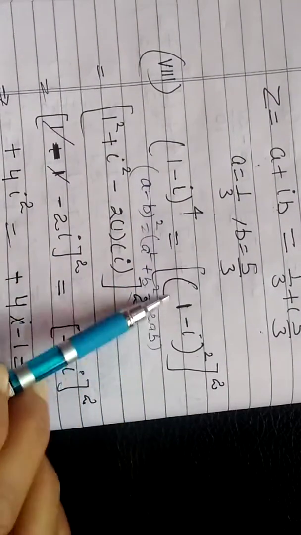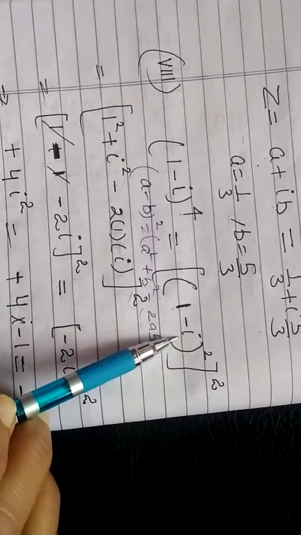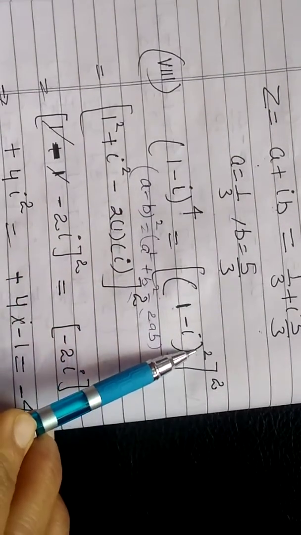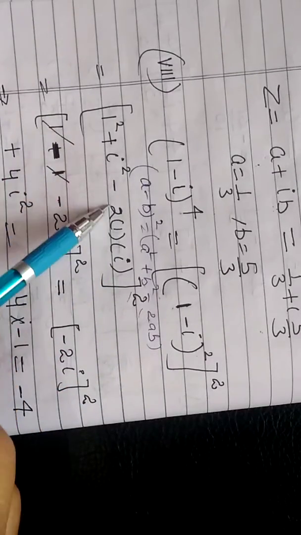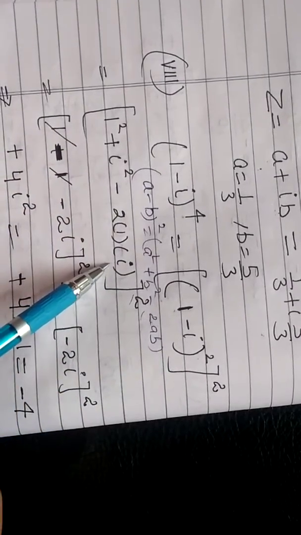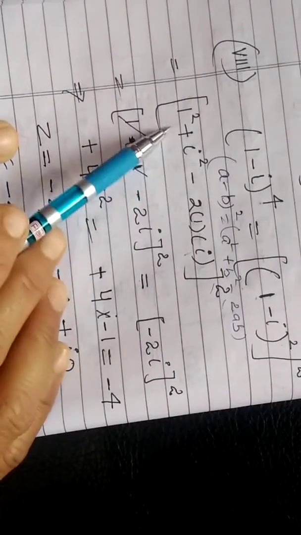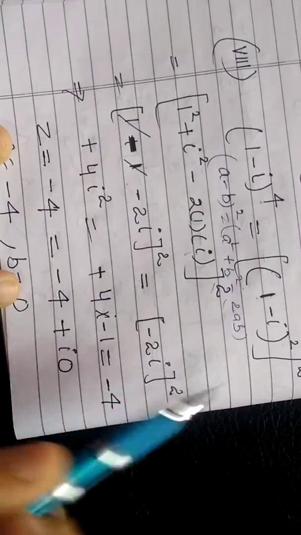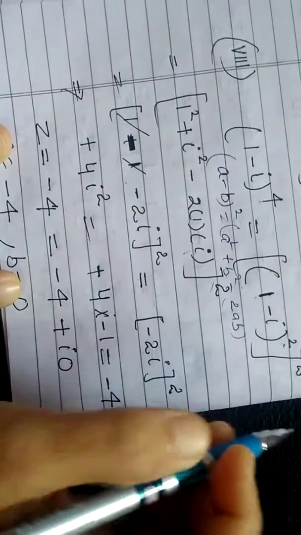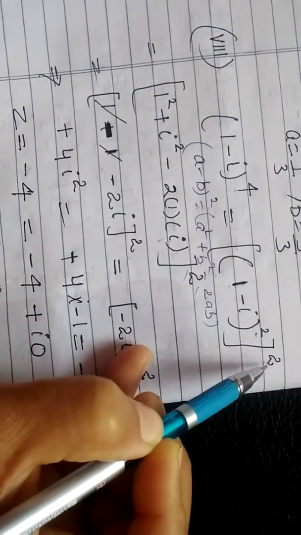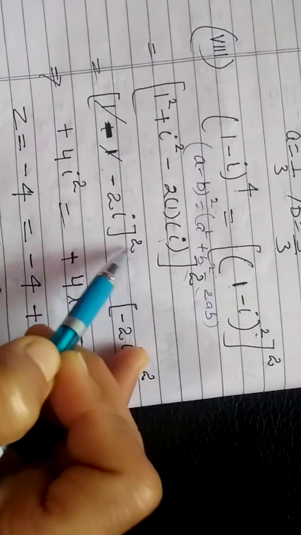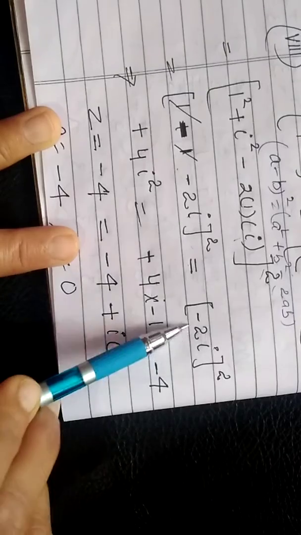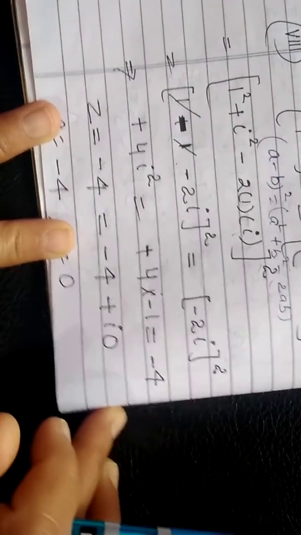So I'm writing it like this. This is the a, this is the b, as we see in the formula. (a - b) whole square is equal to a square plus b square minus 2ab, right? So I will simplify it. Iota as it is, iota square is minus 1, and I'm using this square only. So this is left, I will copy it as it is. I'm getting minus 2 iota raised to power 2.